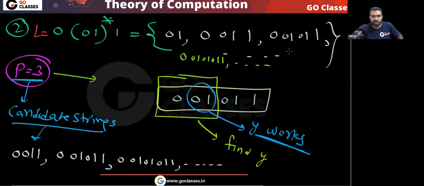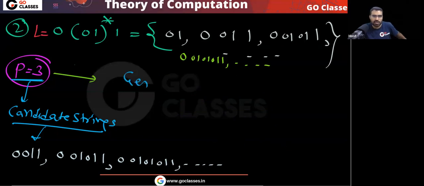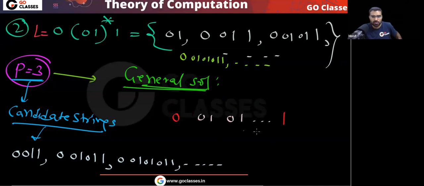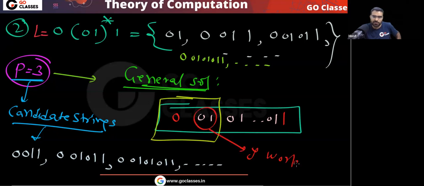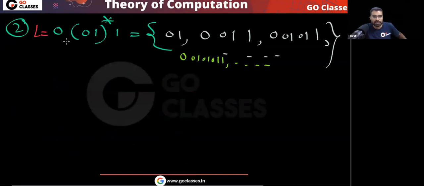So whatever string you take, this is the general solution. Let me give you the general solution. You take whatever string you want, some 0, 1, 0, 1, 0, 1 and so on. Whatever string you take, within the first 3 symbols, this 0, 1 will definitely work. Is this point clear? This is your general solution. So I can say P equal to 3 works. Yes or no? So for this language, P equal to 3 works.